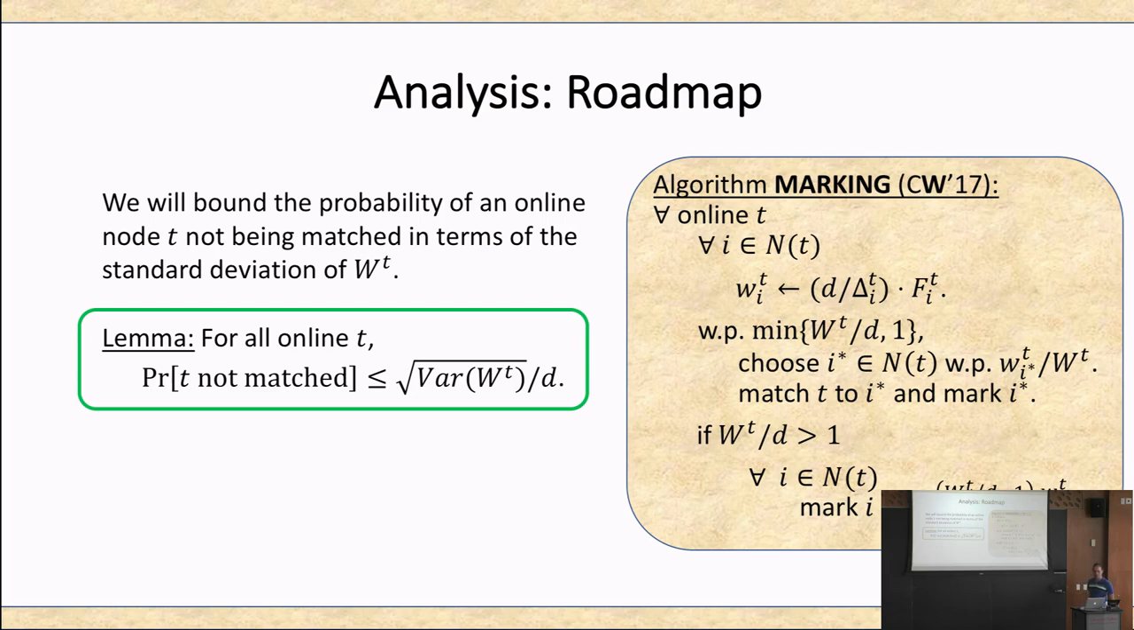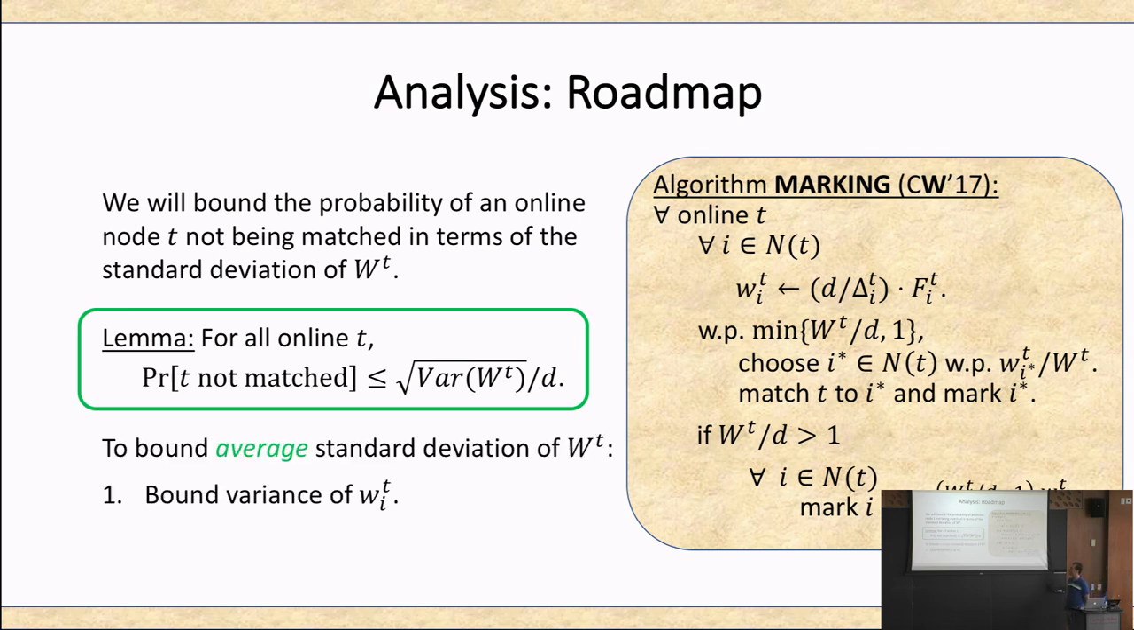I'll leave this for a bit. Now what we'll need to do is bound the average standard deviation of W_t. To this end, first of all, we bound the variance of particular weights. In addition, we'll prove negative correlation between these weights. This part over here will prove crucial, I guess both of them. So this is very, very high level, 10,000 feet over the ground. Let's maybe start with bounding the variance of W_t.